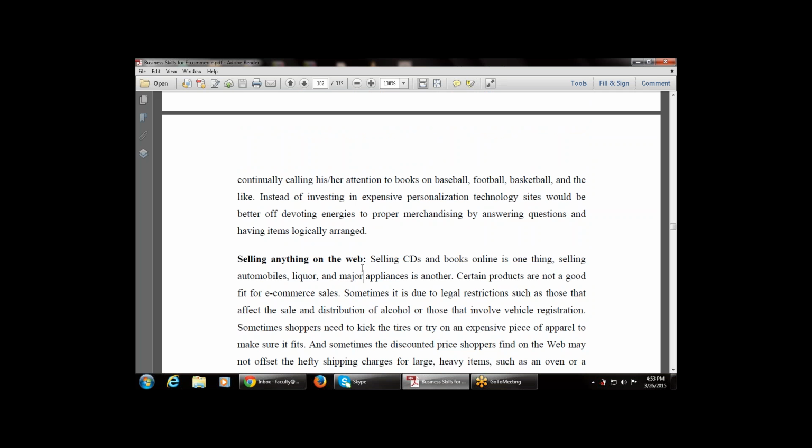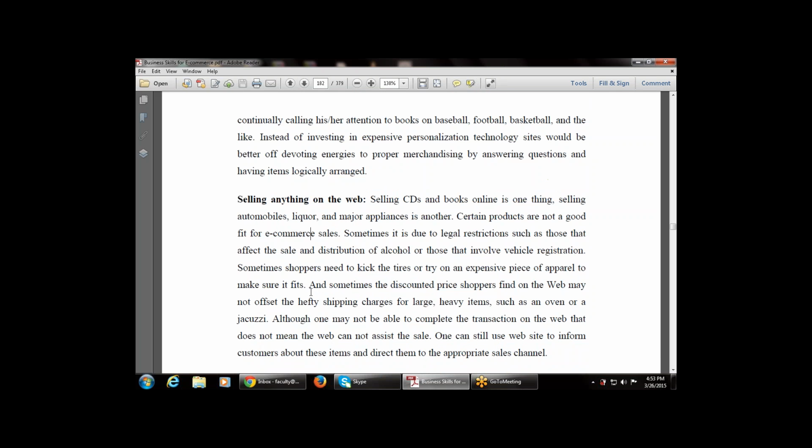Then, selling anything on the web. Some people think that selling anything on the web is possible, but that is also a myth. That is, anything is not available on the web. Selling CDs and books online is one thing. Selling automobiles, liquor and major appliances is another. Certain products are not a good fit for e-commerce sales. That is, certain products are not suitable for sale online.